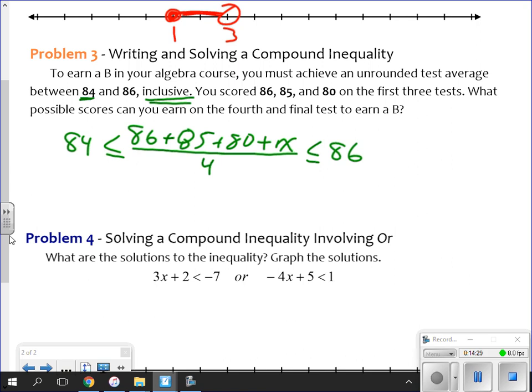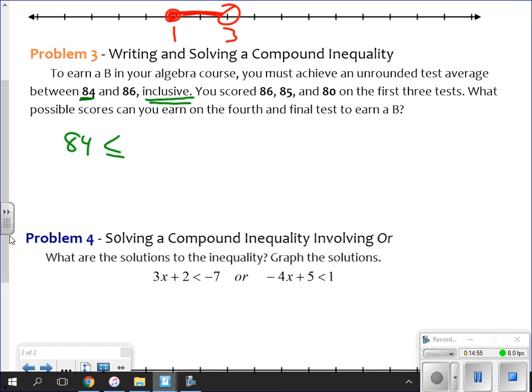Now, the first thing I want to do to make this an easier problem is 86 plus 85 plus 80, add them all together. And what do you get? 251, thank you. That's what I thought it was. I couldn't remember. So I have 251 plus x over 4 is less than or equal to 86.